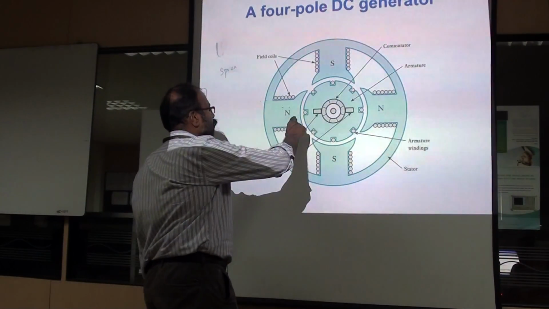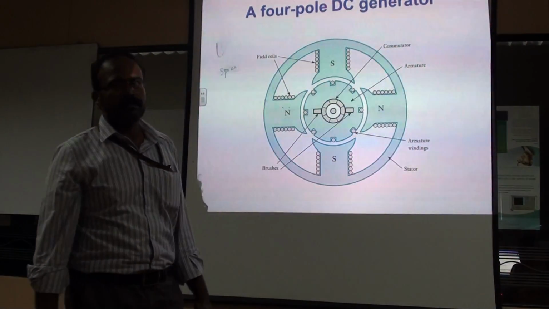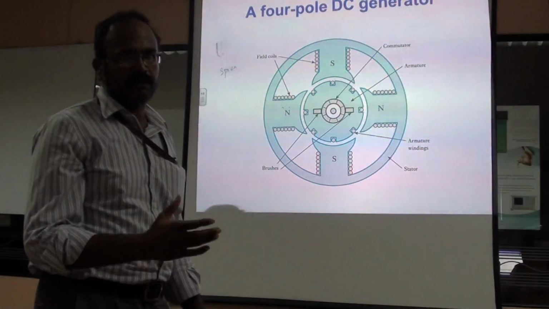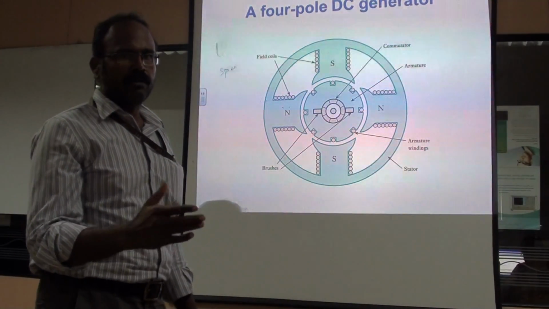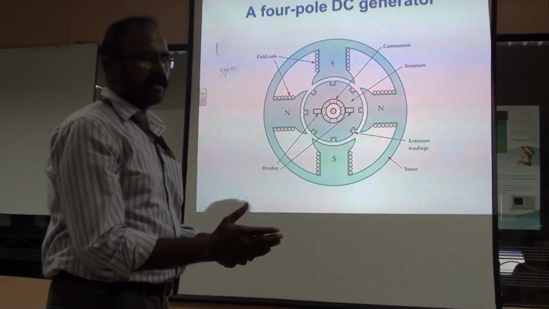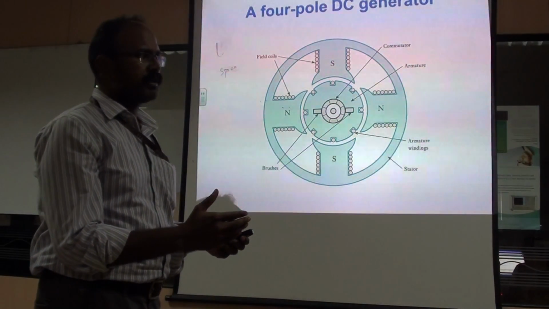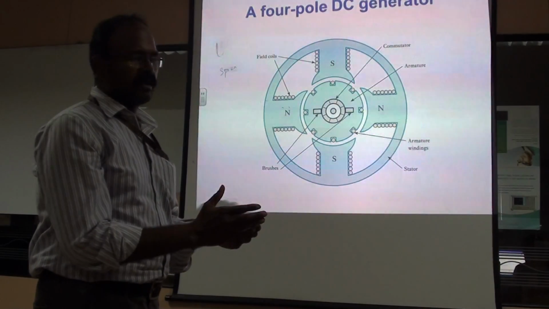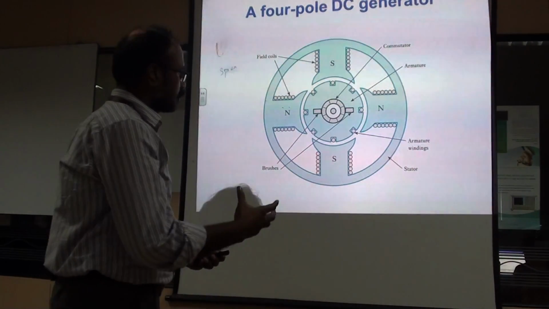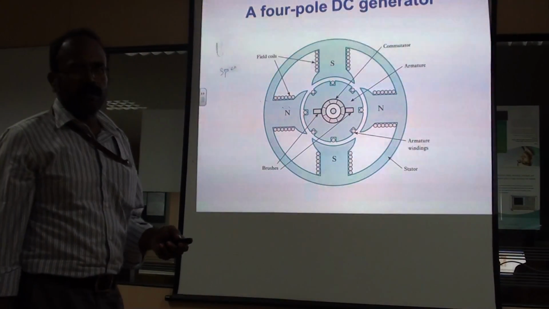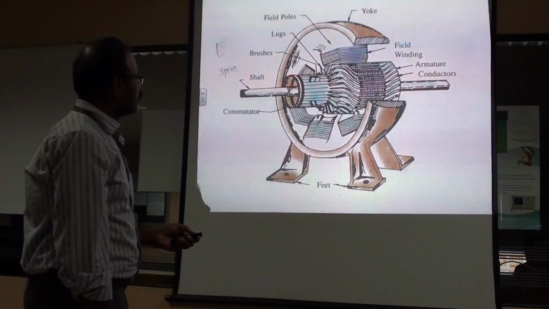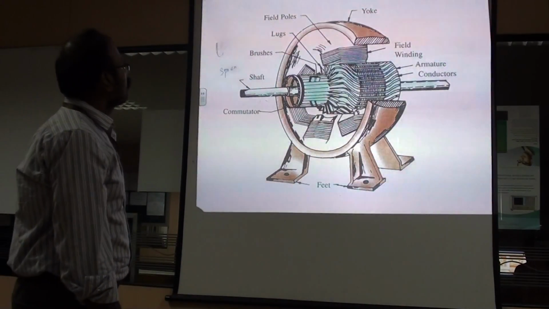Both the cores, pole core and armature core, are usually not of solid structure. They are made up of thin laminations. After cutting it into a number of thin laminations, between each lamination they place an insulation, mainly epoxy resin, and then combine them together as a single structure. This is to reduce the eddy current loss.